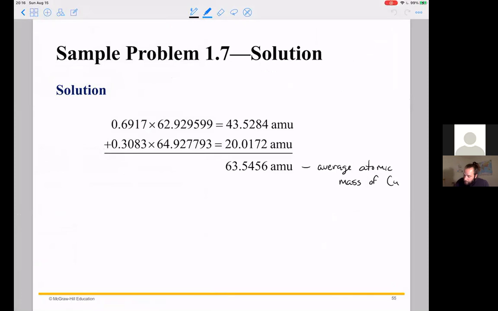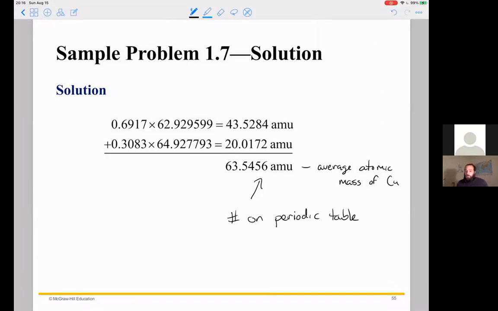Okay, so again, this is the average atomic mass. This is the number on the periodic table. Now, that said, if you're given this problem, you might be able to just go look at the periodic table. It should be very close. But of course, I want you guys to know how to do the calculations.